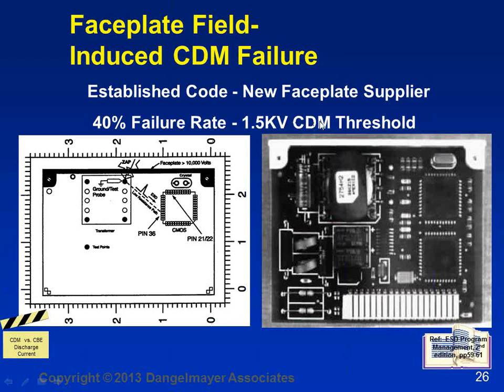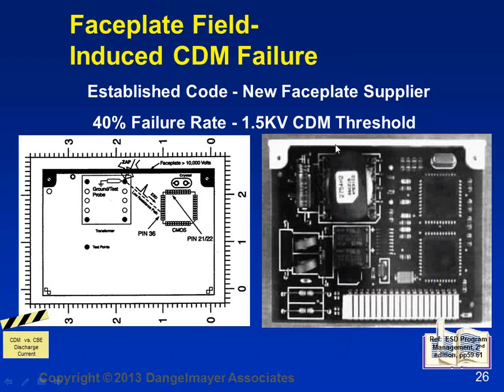When we looked at the device that was failing, its CDM threshold was very good. It was at 1.5 kV, which is actually the highest meaningful number that you can get from that test due to corona discharge. The potential on the device will bleed off. It's very difficult to keep it at potentials higher than 1.5 kV. Anyway, after months of investigation, we found it was related to changing suppliers for the faceplate.